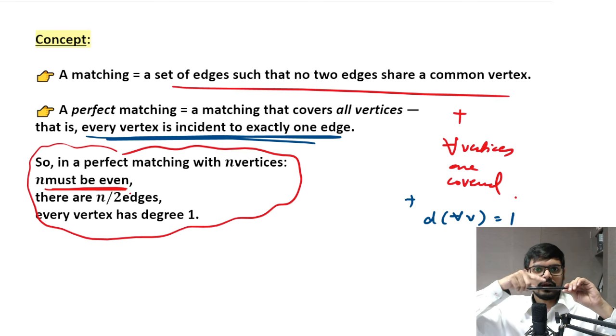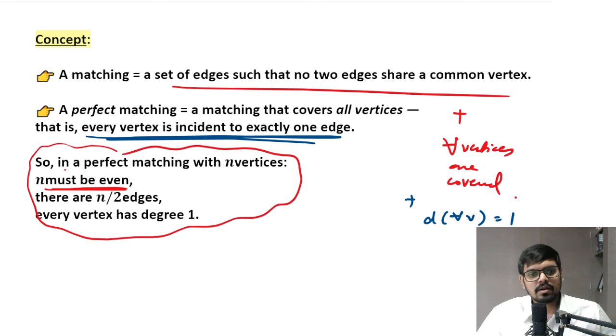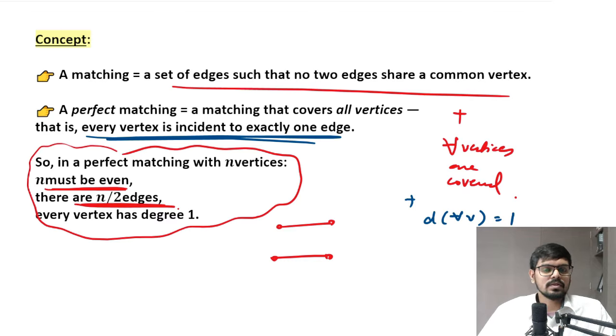So obviously one edge will create 2 vertices, therefore every edge creates 2 vertices, therefore n must be even. There are n by 2 edges. Very obvious, if I have 4 vertices, then one edge this, one edge this. This cannot be done since degree 2, this cannot be done since degree 2. Therefore, if 4 vertices are there, then 2 edges are created. N by 2 edges will always be created, and every vertex has degree 1, very obvious.